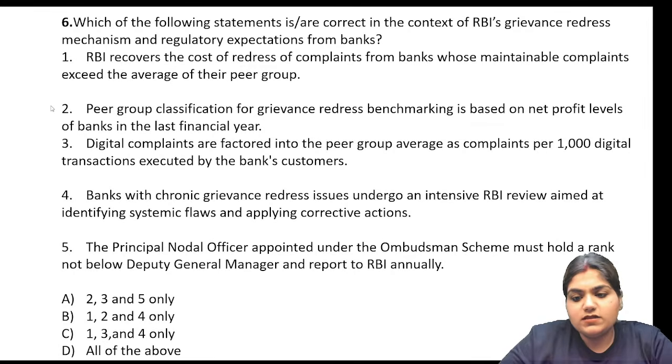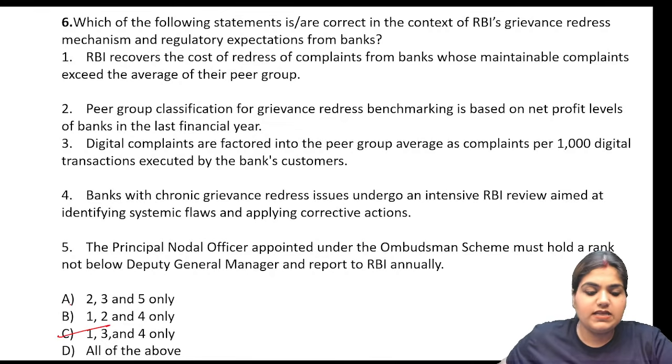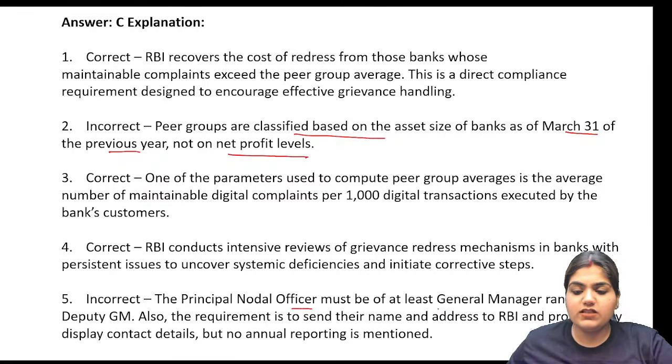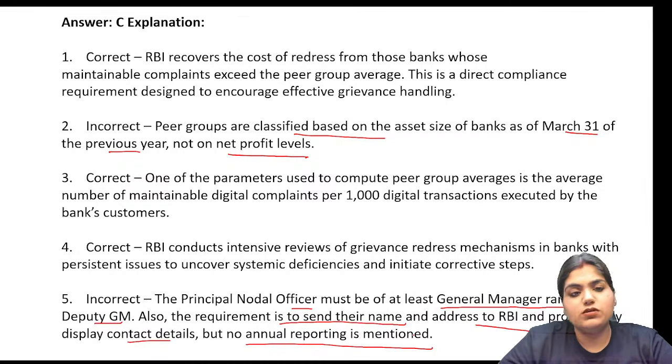C is the correct answer. Very good, Sushil ji. Statement number 2 and 5 are incorrect. Peer groups are classified based on the asset size from 31st March of previous year, not on the net profit level. The nodal officer must be at the general manager rank, not deputy GM. Also, the requirement is to send their name and address to RBI and promptly display contact details. No annual reporting is mentioned.